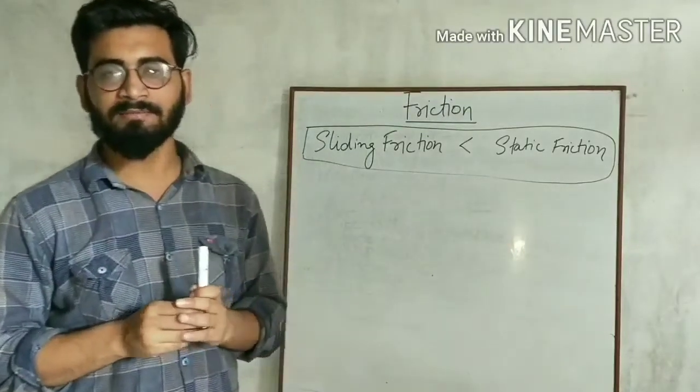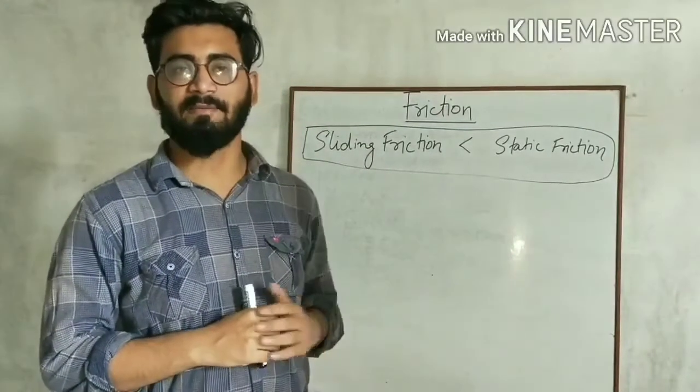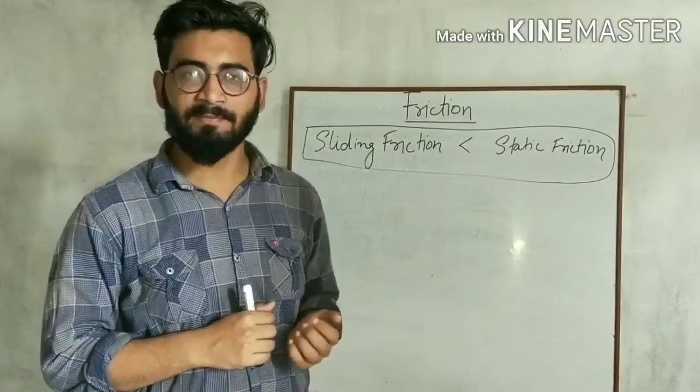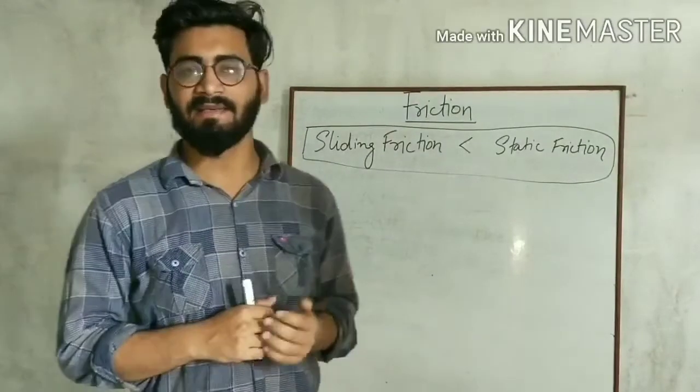Understood? So what are the topics we have discussed today? First of all, we discussed the factors that affect friction. Then we discussed the types of friction, that is sliding friction and static friction.